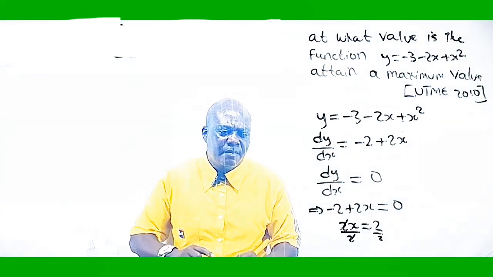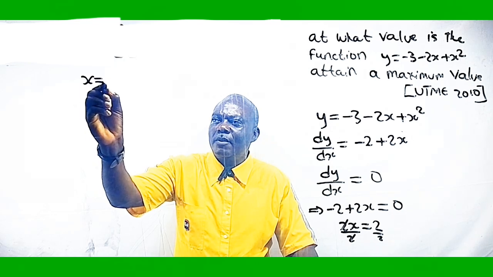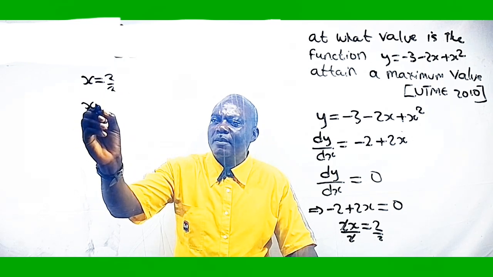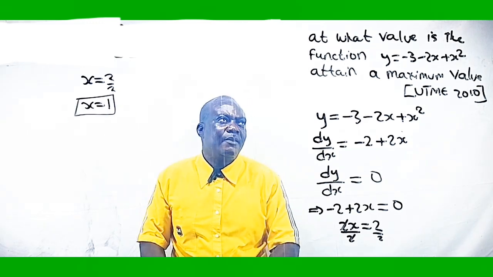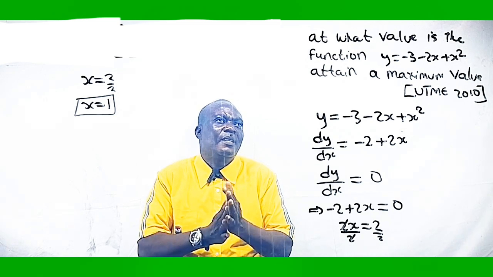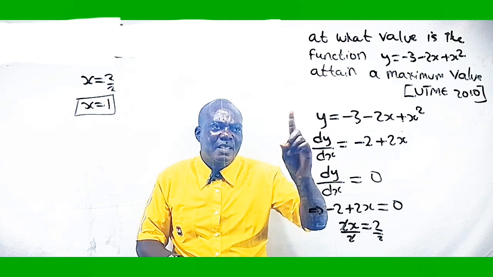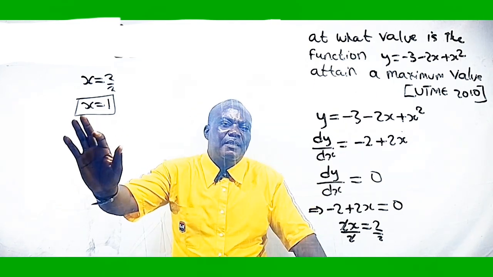This one. Okay. So x will be equals to 2 divided by 2. So x will be equals to 1. That is the value of it. So at what value does the function attain its maximum? That means it attains its maximum value if x equals to 1.